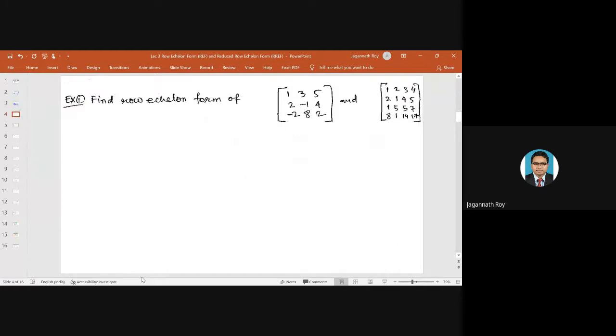Okay, now how to find the row echelon form? So, find the row echelon form of a matrix. Let us start with a simple example. So if you start with this example, let us call it A.